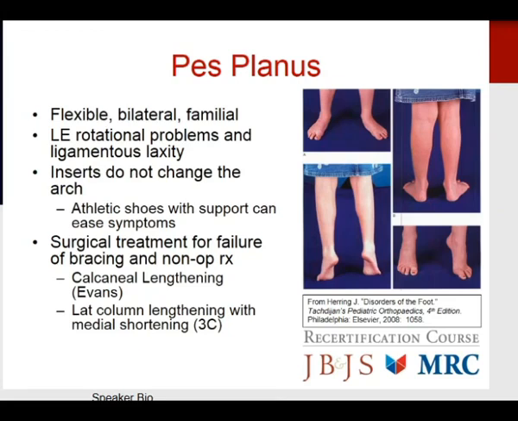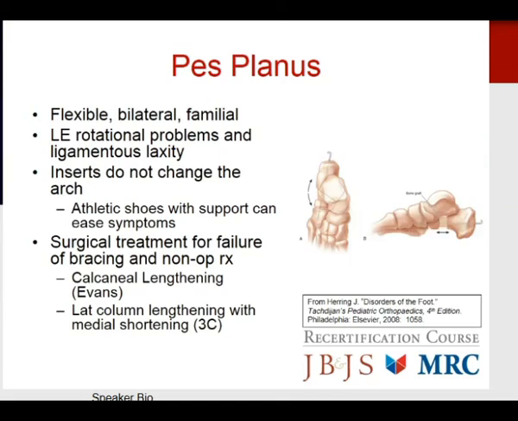Surgical treatment is indicated for failure of non-operative modalities with persistent symptoms and can be either a calcaneal lengthening osteotomy as described by Evans, or with a 3C osteotomy, or an osteotomy of the calcaneus, a lengthening through the cuboid, and a shortening through your medial cuneiform.